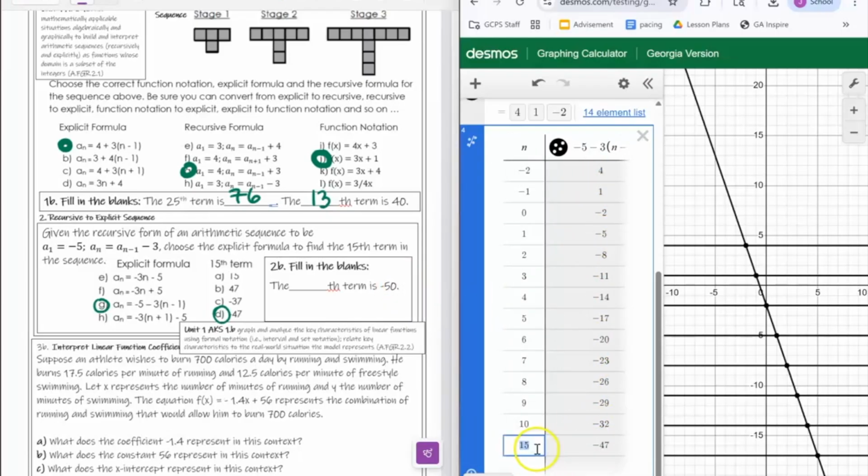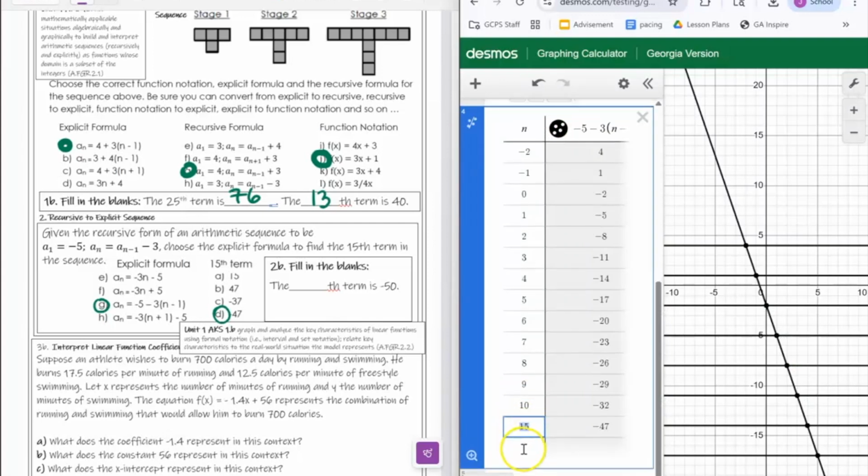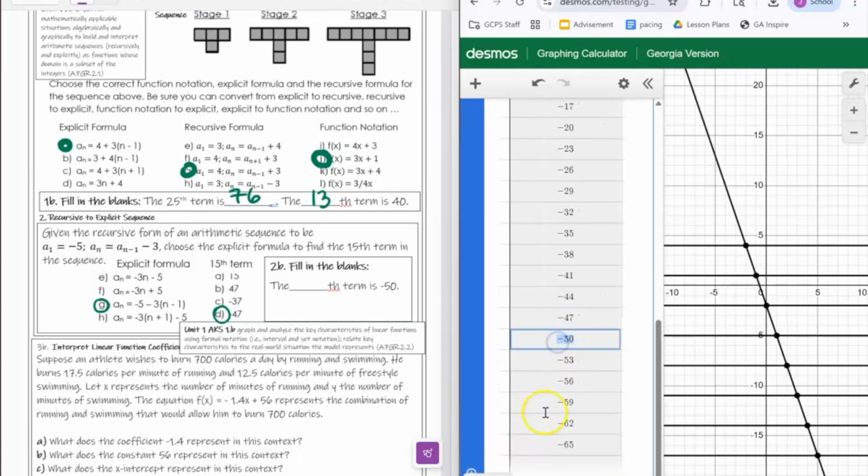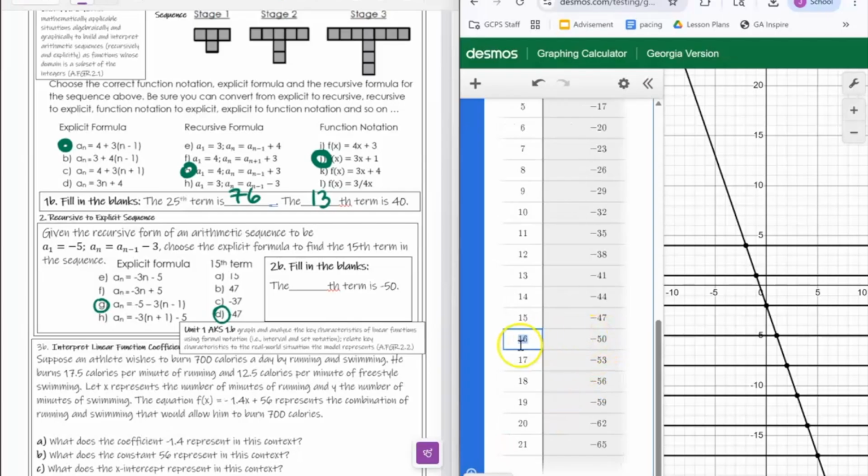So that means I need to press enter some more. So when I go to press enter, you can see it's blank because I stopped the sequence. So what I'm going to do is delete the 15 I did and just press enter, enter, enter. And I'm looking for... there we go. There's -50 right there on the Y. So when Y is -50, this is the 16th term.